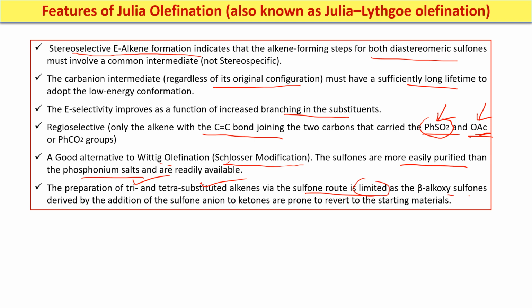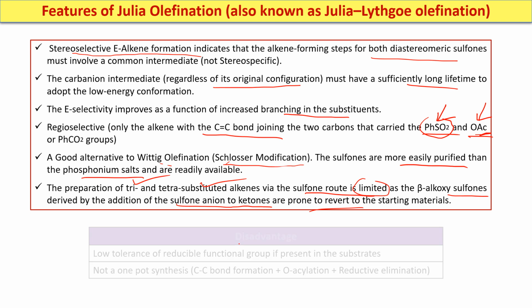Because now the beta alkoxy sulfone that you will get by the addition of sulfone anion to ketone. In the last example we have used aldehyde, we have not used ketone, but when there is ketone there will be one extra substitution if you want to increase substitution. But what happens when addition of sulfone anion to ketones, there is a possibility that they are prone to revert to the starting material because of this increased substitution. So that is why most of the examples you will see are mainly involving the aldehyde, not the ketone. So tri or tetra substituted alkene we can make, but that is limited compared to disubstitution.